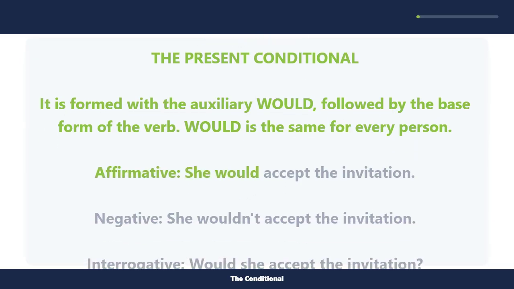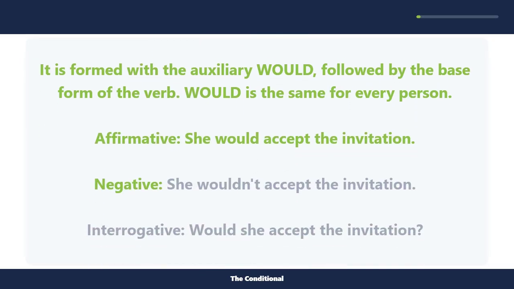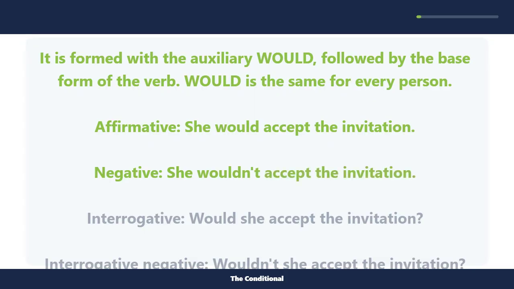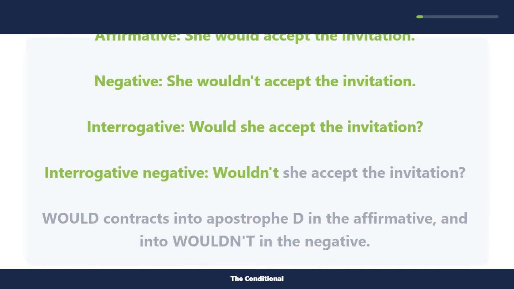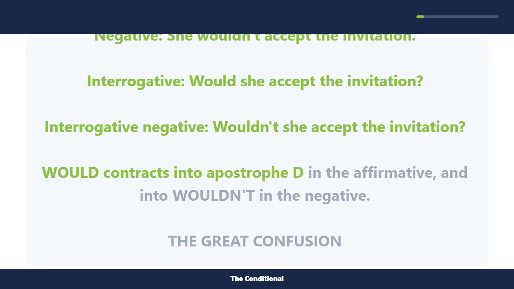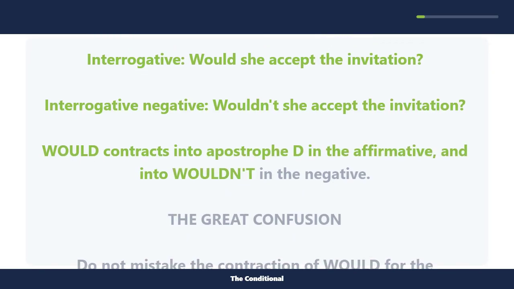Affirmative: she would accept the invitation. Negative: she wouldn't accept the invitation. Interrogative: would she accept the invitation? Interrogative negative: wouldn't she accept the invitation? Would contracts into 'd in the affirmative, and into wouldn't in the negative.